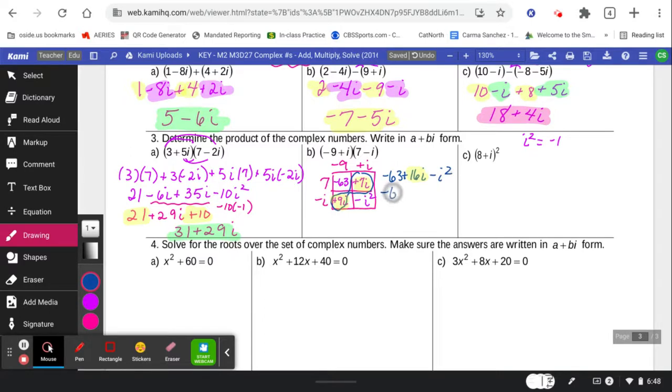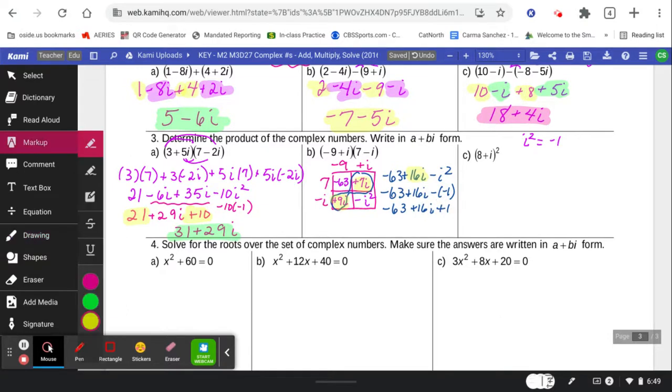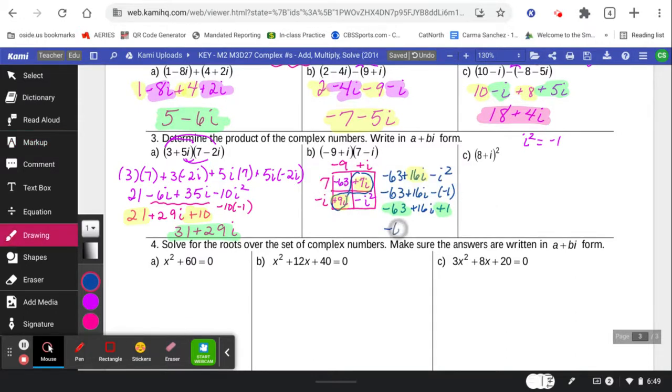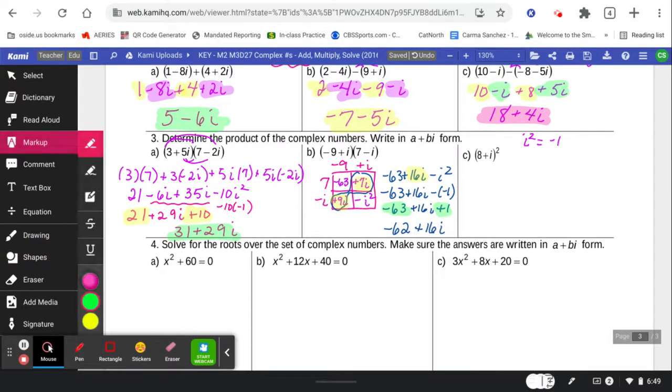Well, by definition, we know that negative i squared could be rewritten with i squared as negative 1. So it's like saying negative times negative 1, which is a positive 1. And then we combine like terms. Negative 63 plus 1 is negative 62 plus 16i. Done. There's my complex number with both the real and imaginary parts in a plus bi format.